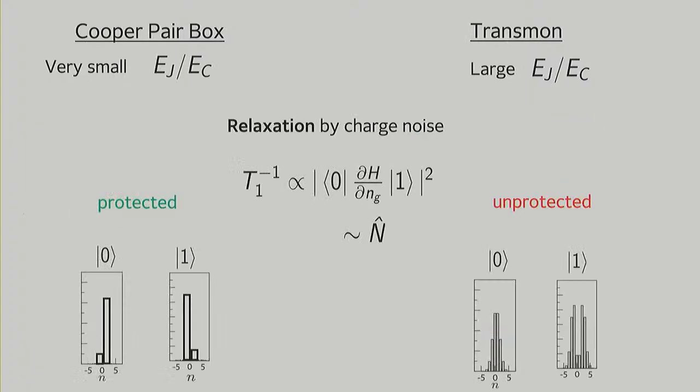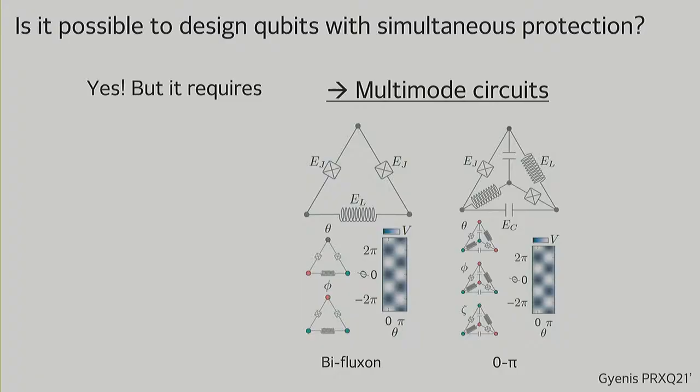So, well, it went long. Anyway, it is impossible with superconducting circuits with just one mode to have a simultaneous protection against these two kinds of decoherence processes. But people are trying to engineer circuits that have more than one element, and they will be able to have such a simultaneous protection.